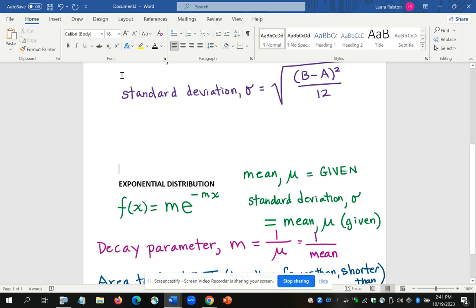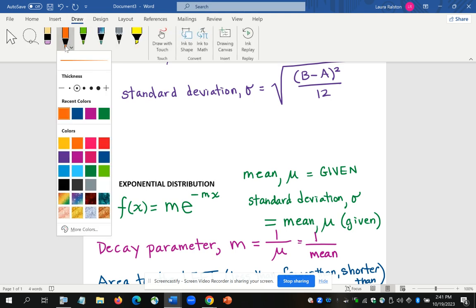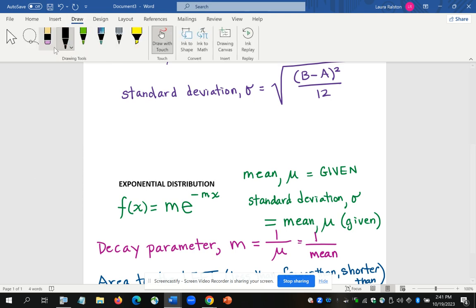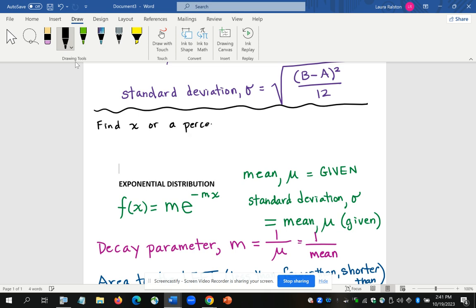Okay, this actually goes with exponential, and it's used when you're asked to find a certain percentile. So when you want to find x or a percentile, you could do the math if you're very familiar with algebra and remember your algebra. You could do the math, but the short formula is your k, they call it k, your cutoff, is the natural log of 1 minus the area divided by negative m, where m is your decay parameter.